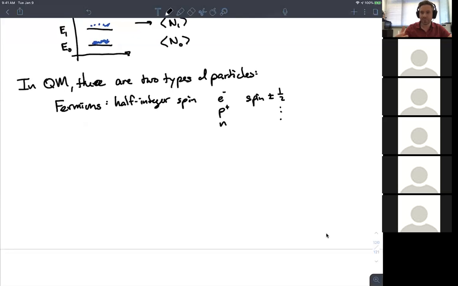And you can also build composite particles out of these things. So for example, a nucleus that's composed of multiple protons and neutrons. If you look at helium-3, which is 2 protons and a neutron, and you sum up all the spins of the protons and neutrons, you will get a half integer. And hence, helium-3 acts like a fermion.